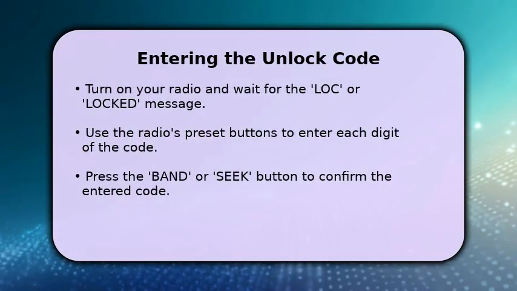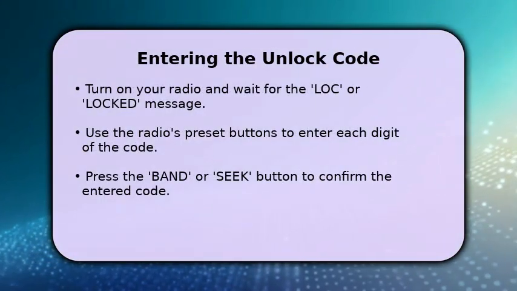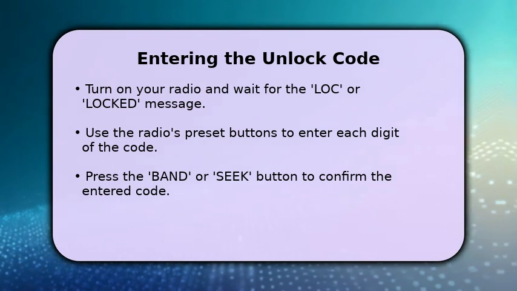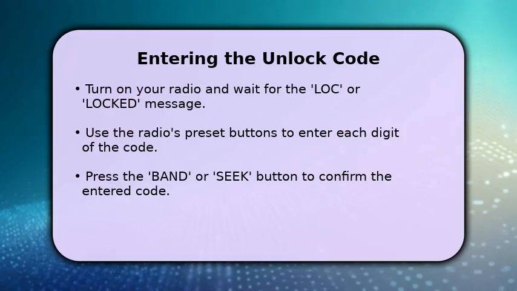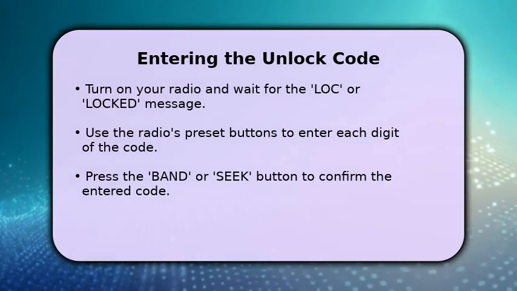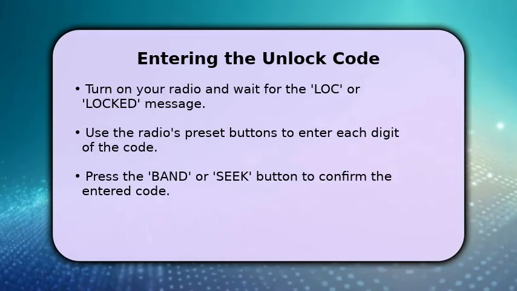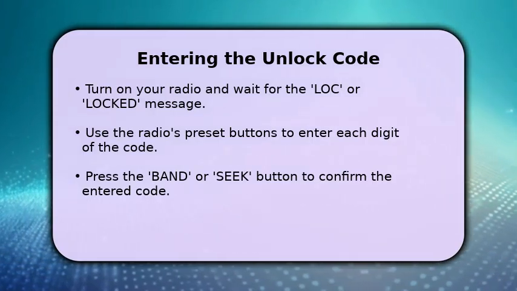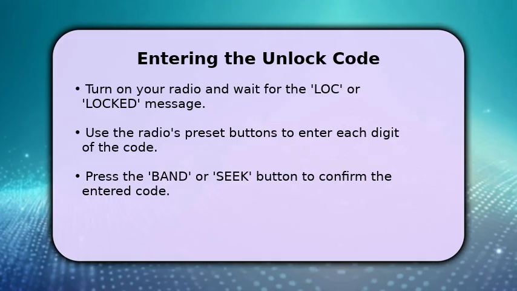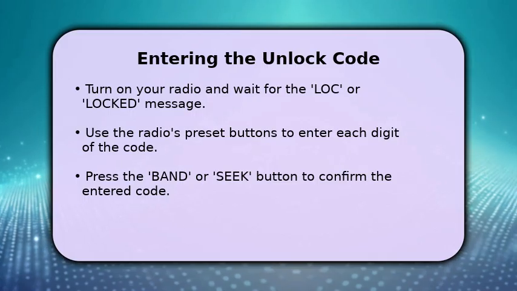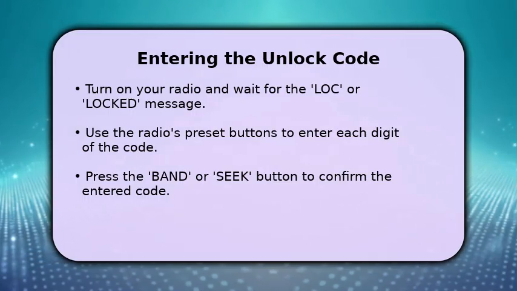With your unlock code in hand, it's time to enter it into your GMC Terrain radio. Turn on the ignition and the radio. You should see LOC or locked displayed. Use the radio's preset buttons, typically numbers 1 through 4 or 5, to input each digit of your code. For example, if your code is 1234, press preset 1, then preset 2, and so on. After entering all digits, press the band or seek button to confirm. Your radio should then unlock and function normally.